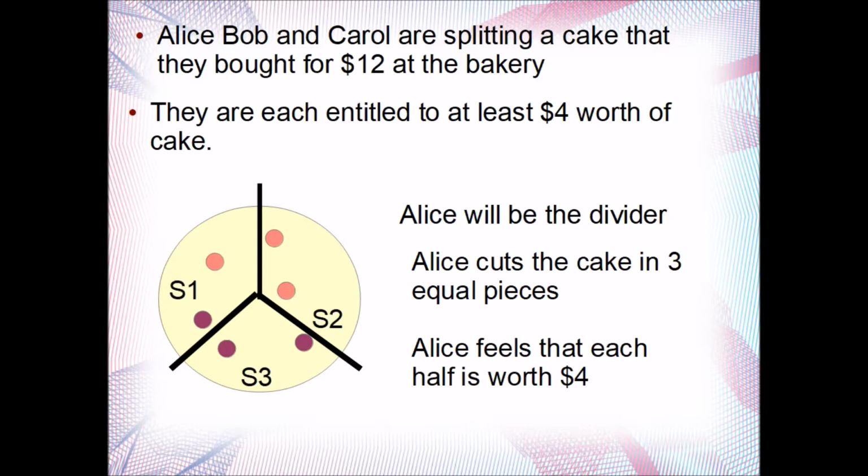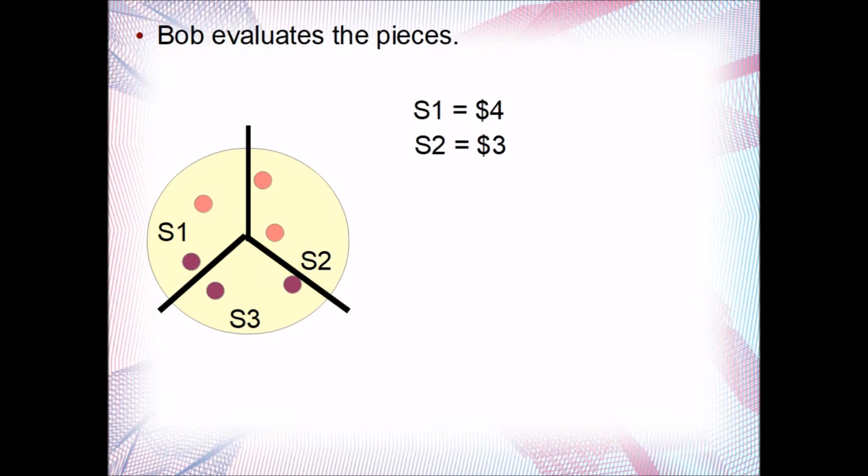So Alice feels that each third is worth $4. And we will name them S1, S2, and S3 so that I know which piece I'm talking about when I'm talking about the different slices. So here's the cake. Bob comes along and evaluates the pieces. He thinks that S1 is worth $4, S2 is only worth $3, and S3 is worth $5. Perhaps Bob does not like pink decorations. Anyway, Bob will accept either slice 1 or slice 3 because he's entitled to $4 worth of cake.